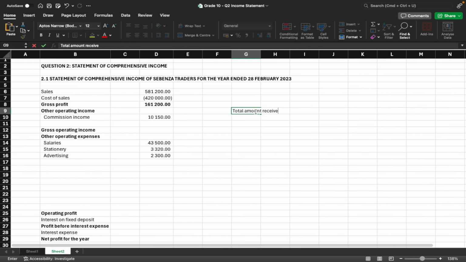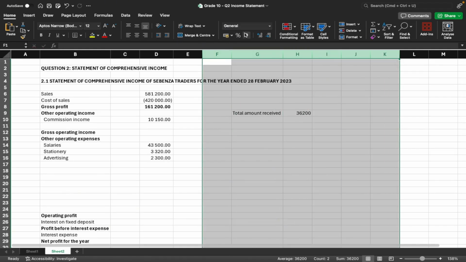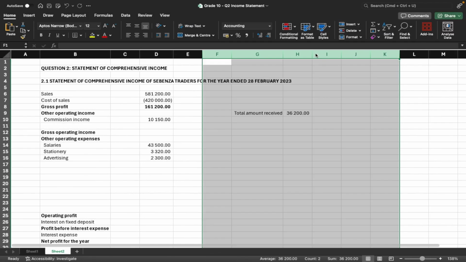And this one, by the way, we are given. Okay, so total amount received. How much have we received? We have received 36,200 Rand. How do I know that, or where did I get that? That's in my trial balance, all right? So you can see here we received 36,200 Rand for rent income. Okay, so I know how much I received.